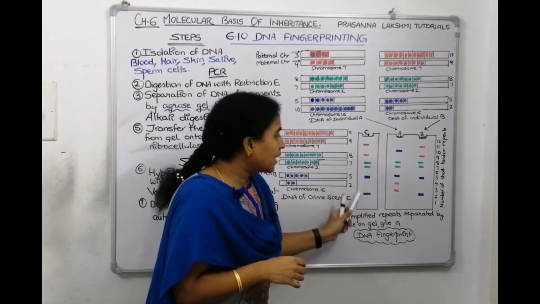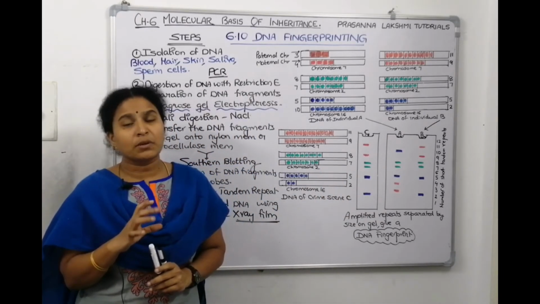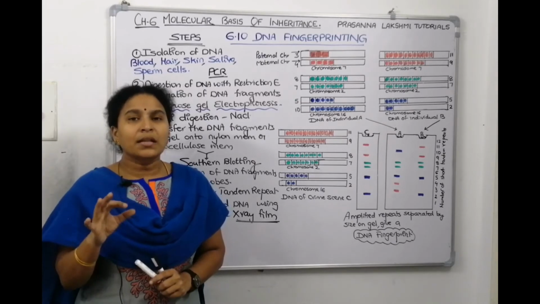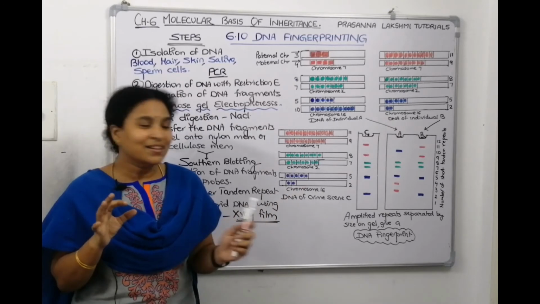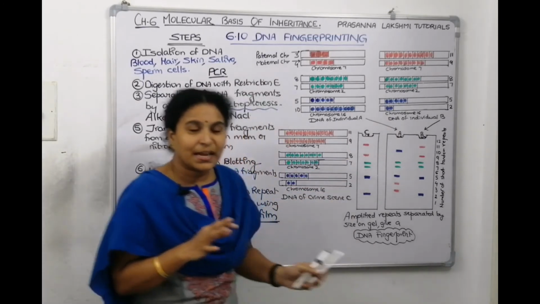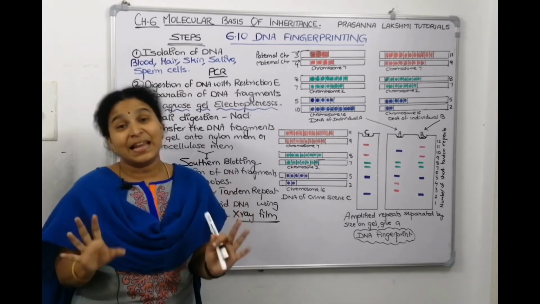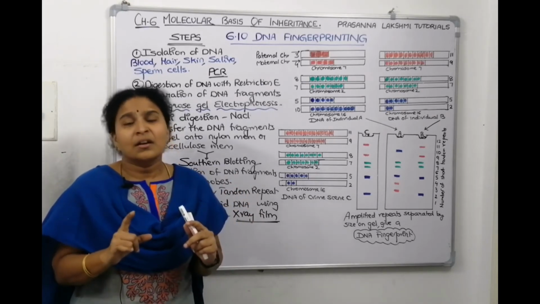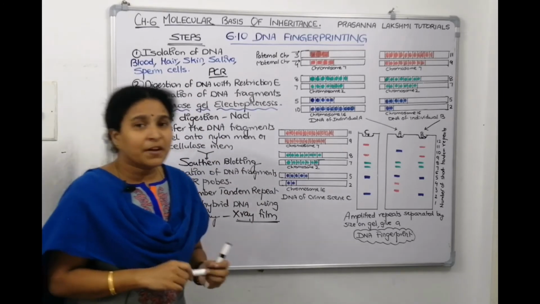These DNA fingerprints are unique for a particular person, except for monozygotic twins who came from the same sperm and same egg. Identical twins we call them, right? Only they will have the same genes, the same DNA, the same DNA fingerprints. Except them, no one else will have the same DNA. Understood? So like this, we went with criminal detection.